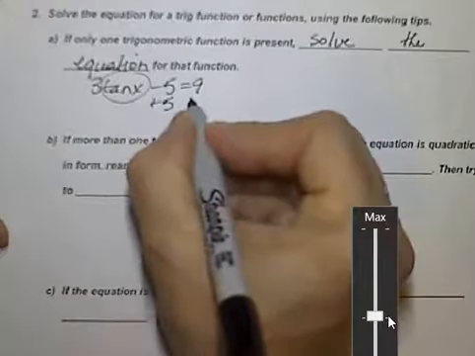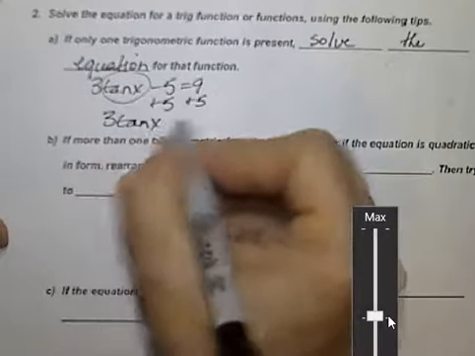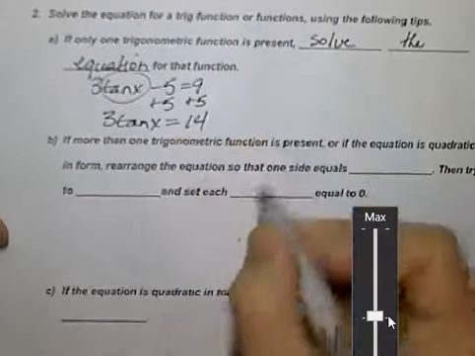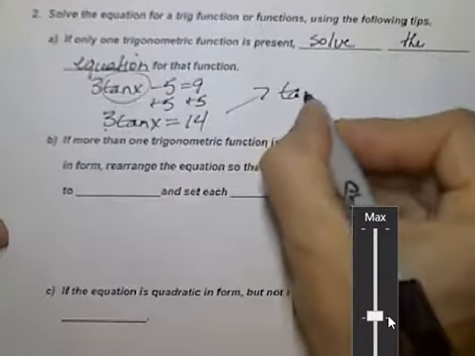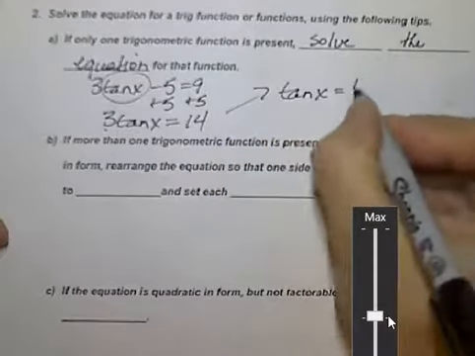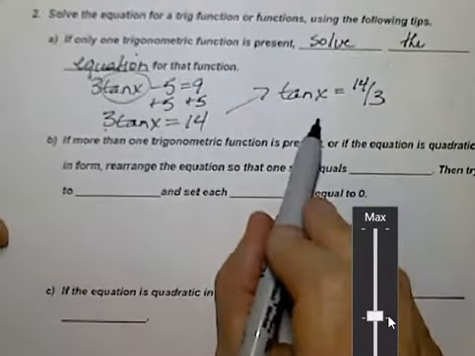To do that, we would just add 5 to both sides. So we would have 3 times the tangent of x equals 14. And then we would divide both sides by 3. So we would end up with tangent of x equals 14 over 3. So that would be the first step in solving this equation.